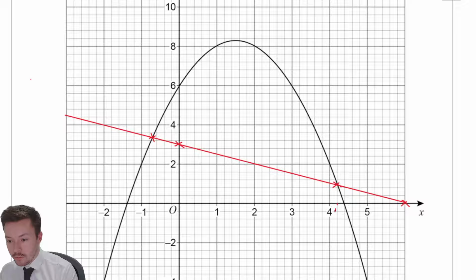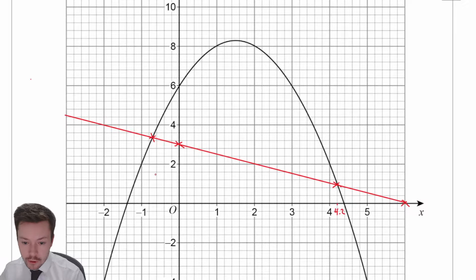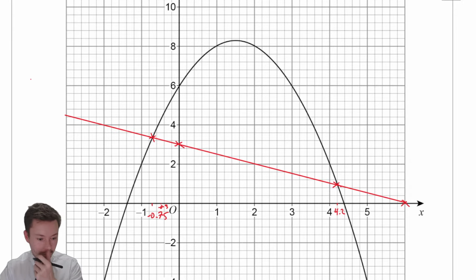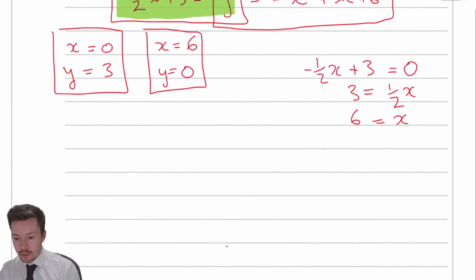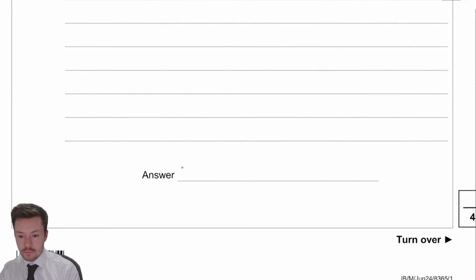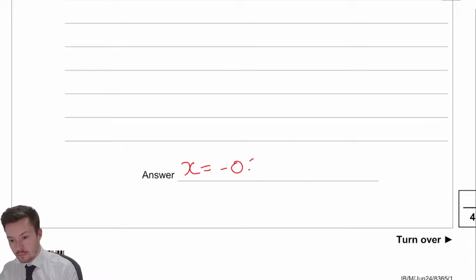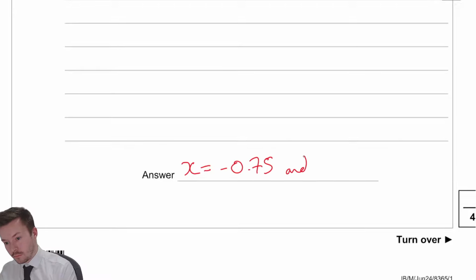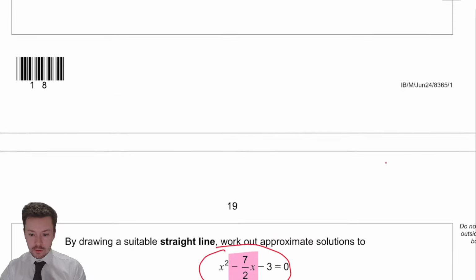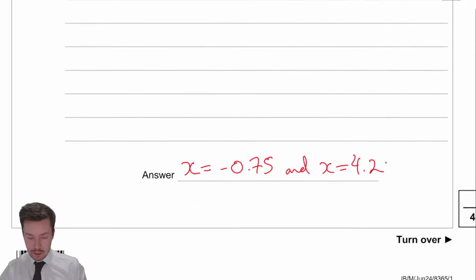So this would be 4.2. And then this one, I reckon, is about, well, that would be minus 0.5. I reckon this is minus 0.75. Okay, it's about here. So minus 0.75 and 4.2. Okay, so minus 0.75. I'll just check that's what they want. Yeah, work out approximate solutions.